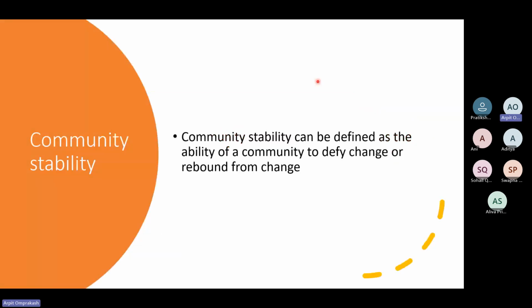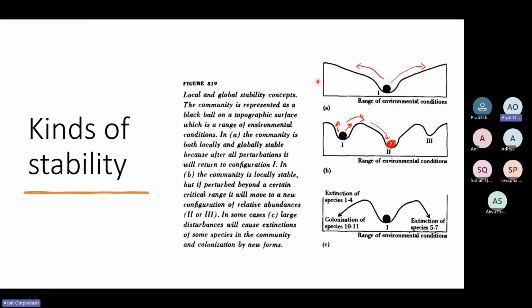Next, we talked about community stability, which is the ability of a community to defy change or rebound from change. Basically, there are three kinds of stability. The first is global stability, where the community is globally and locally stable, because even if you move it in any one direction, it will come back to the same place. Then we have the second case, where the community is in a locally stable place, and if you push it too much, it comes back to another locally stable place. So the community changes, but it's again stable.